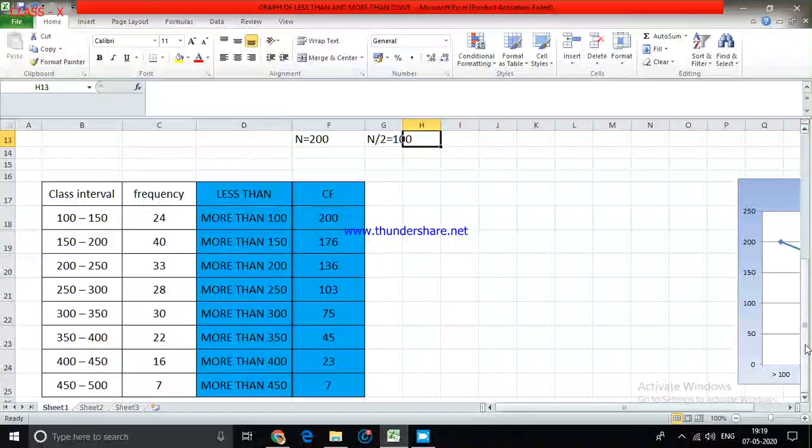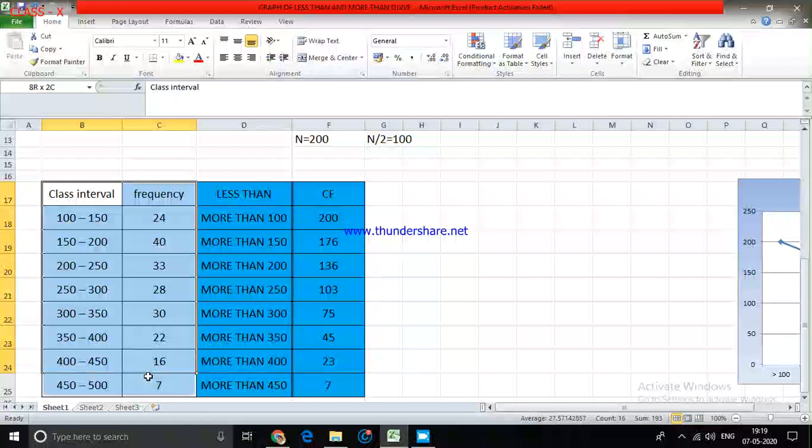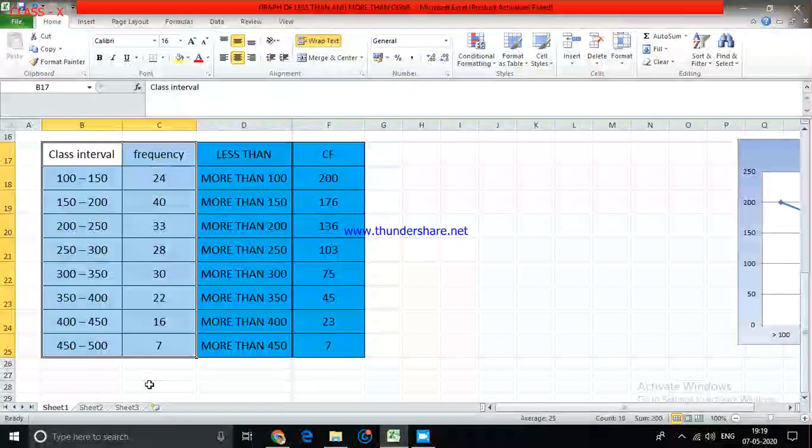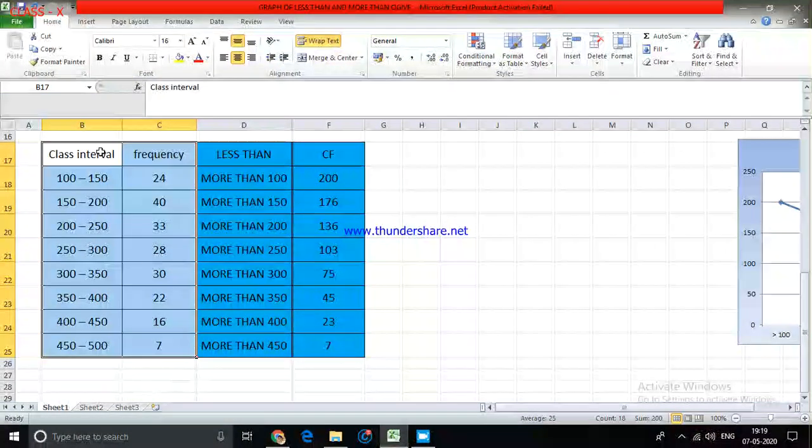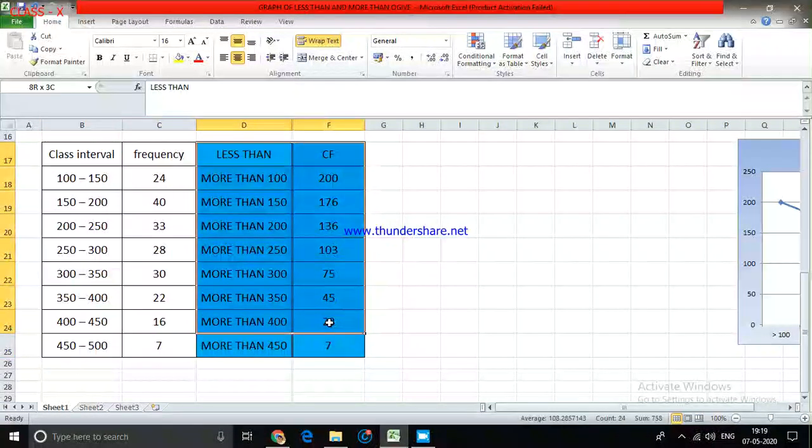Now as we discussed less than ogive, we already discussed more than ogive also. Okay, so this is the more than ogive question. Now here also they will give you the class intervals and they will ask you to find corresponding frequencies. Okay, class intervals are given to you, frequencies are given to you in the question. Then you have to convert this into more than type.